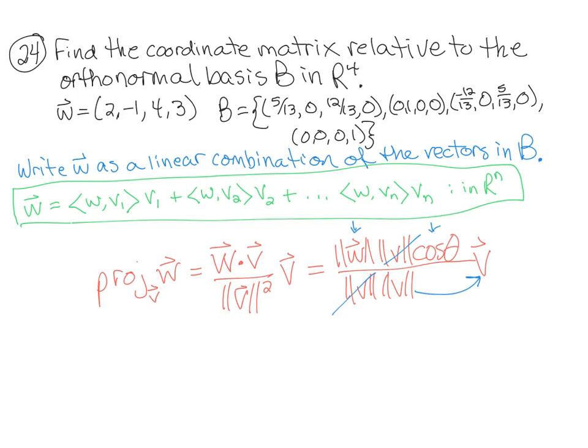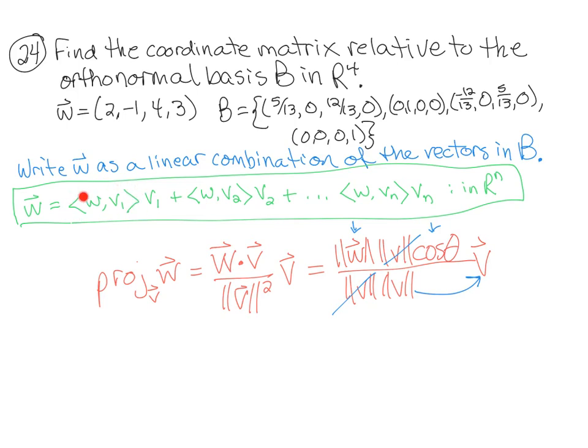Well, this is the hypotenuse times the cosine, which leaves me with just the adjacent. So what you're looking at is a unit vector in the direction of V times the length of the shadow of W in that direction. So you get a new vector that is the right length and it's in the right direction. So that's the process that is happening here.